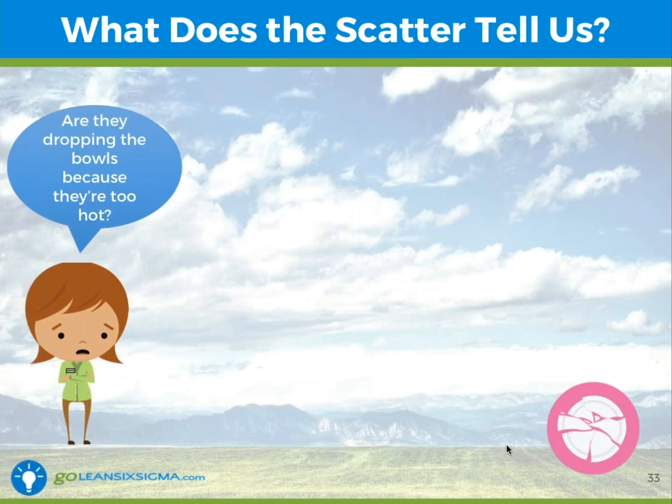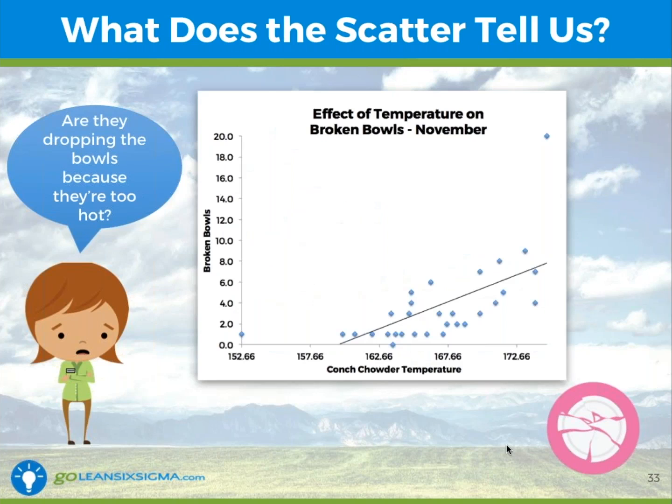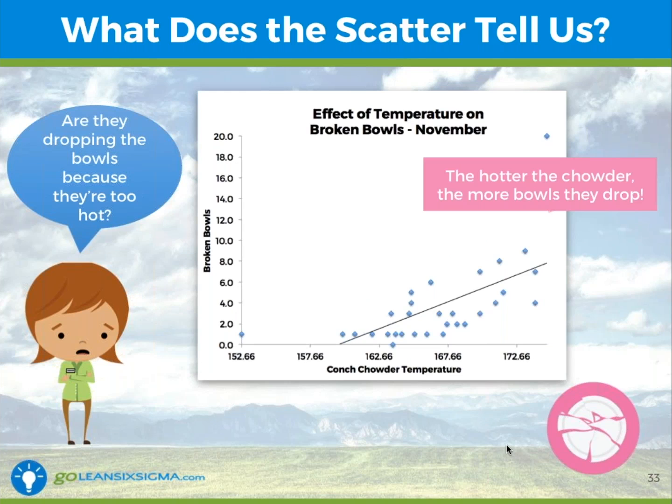Does the breakage go up as the temperature of the chowder goes up? Let's take a look. Yes, we can watch the waiters and waitresses to confirm, but the data shows correlation, right? A positive correlation. So this is helpful. The hotter the chowder, the more bowls they drop. We've got some data here. We'd like to do some observation. Always back up your data with some process observation, especially when you're looking at correlation, but this is pretty helpful.